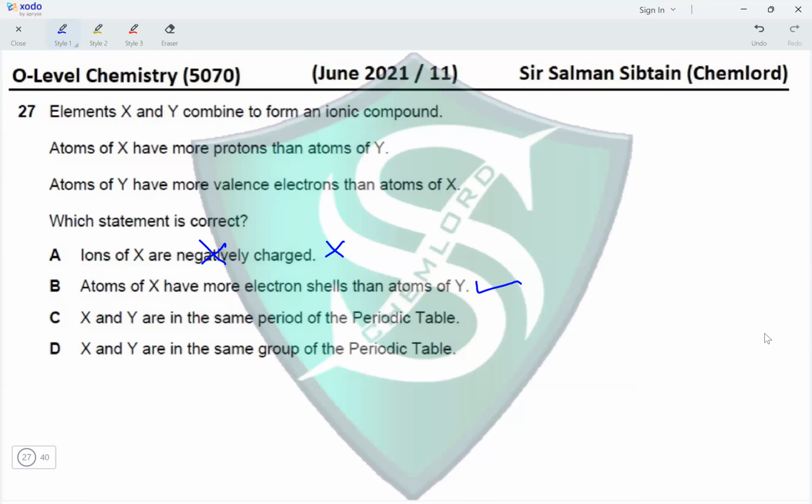C, X and Y are in the same period of the periodic table. No, X is located below Y in a different period. D, X and Y are in the same group of the periodic table. That is impossible because X is forming a positive ion and Y is forming a negative ion. So this is incorrect as well. As a result, option B is the correct option for this question.